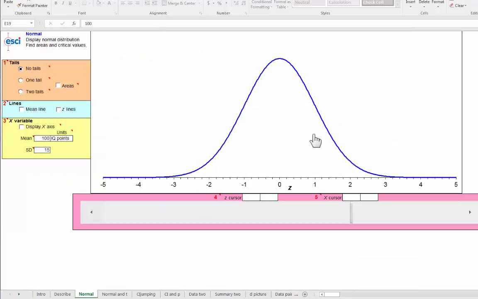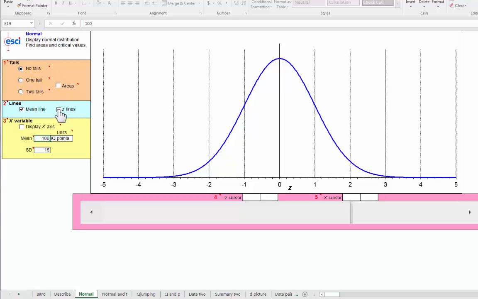Here's the normal distribution at the normal page in ESCI. I can turn on the mean. The axis here is Z, so this is actually a standardized normal distribution. And here are the units 1, 2, 3, -1 and so on in units of standard deviation. I can turn on the Z lines like this.